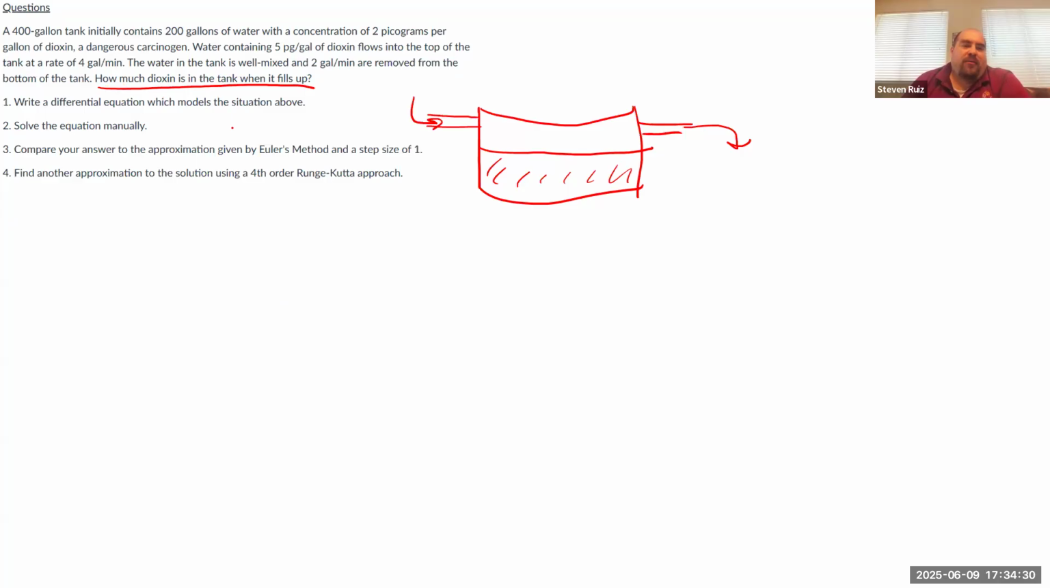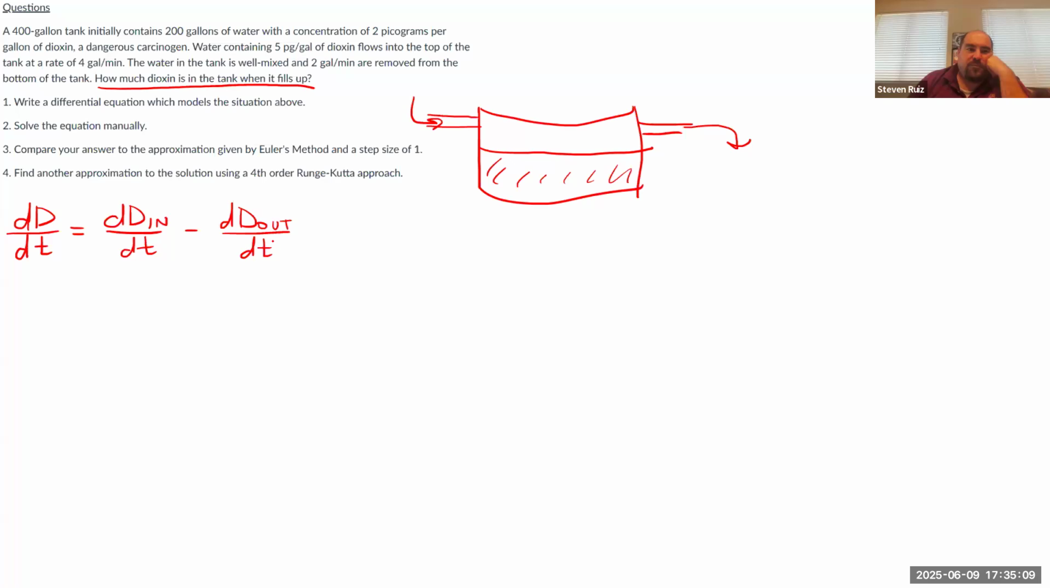So the amount of dioxin in this tank should probably be a variable I control for. Let's call that D. So dD/dt, and I'm going to break that down into two rates: dD_in/dt minus dD_out/dt. Okay, so what is coming in to this?